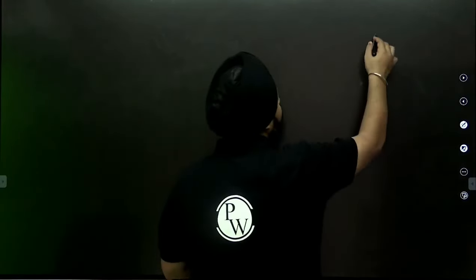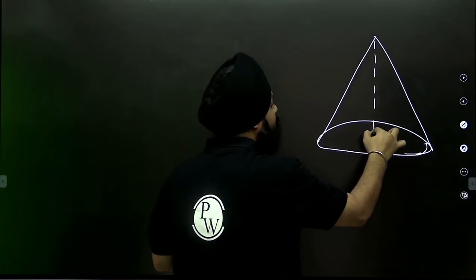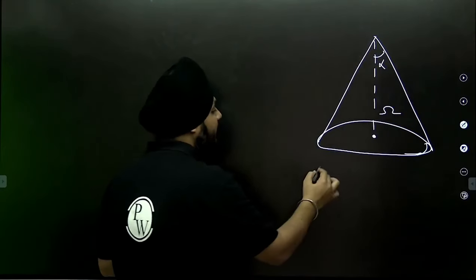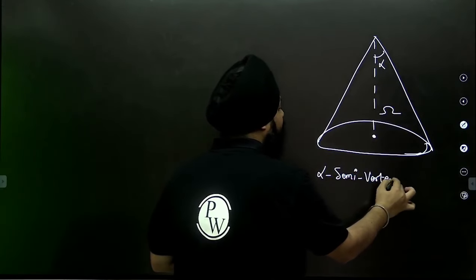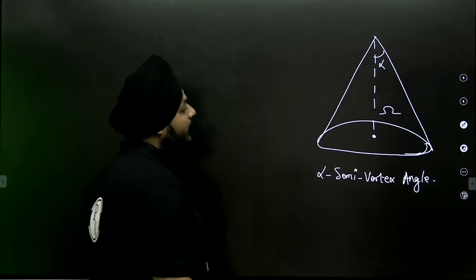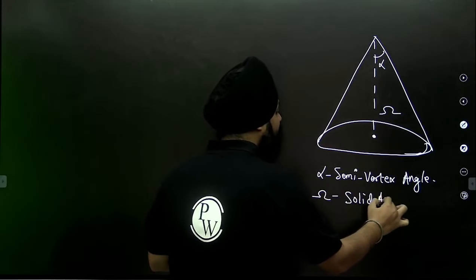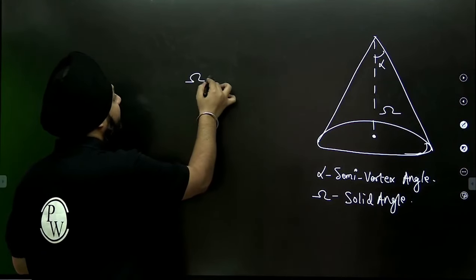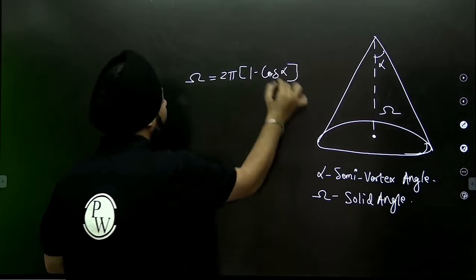Again, I am taking the same slice. Here a solid angle is formed and here a semi-vertex angle is formed. Alpha is the semi-vertex angle, and omega is the solid angle. Now, what is the relation between this solid angle and this semi-vertex angle? It is defined as omega equal to 2 pi times 1 minus cos alpha.